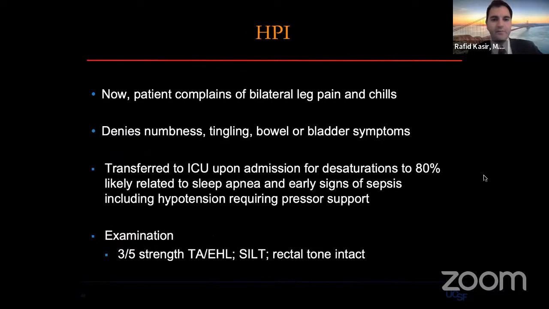On presentation to us, the patient complains of bilateral leg pain, chills. He denies any numbness, tingling, bowel, or bladder symptoms. He was transferred to the ICU at night for desaturations to 80%, probably related to sleep apnea, as well as hypotension related to an inflammatory response. He did require mild pressors on admission. On examination, his motor exam was normal, except for 3 out of 5 strength in the tibialis anterior and EHL muscle groups bilaterally. In the setting of severe pain, his sensation was intact and his rectal tone was intact.